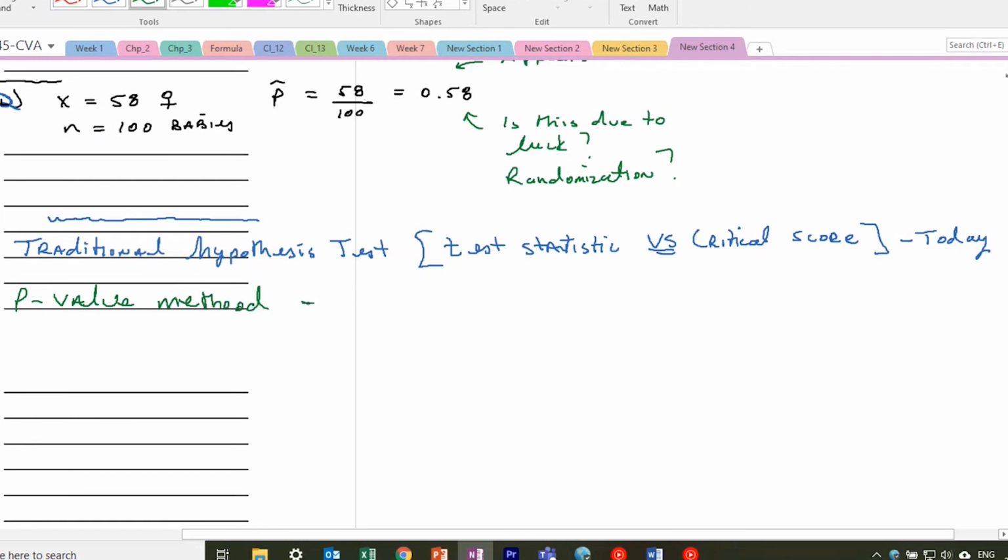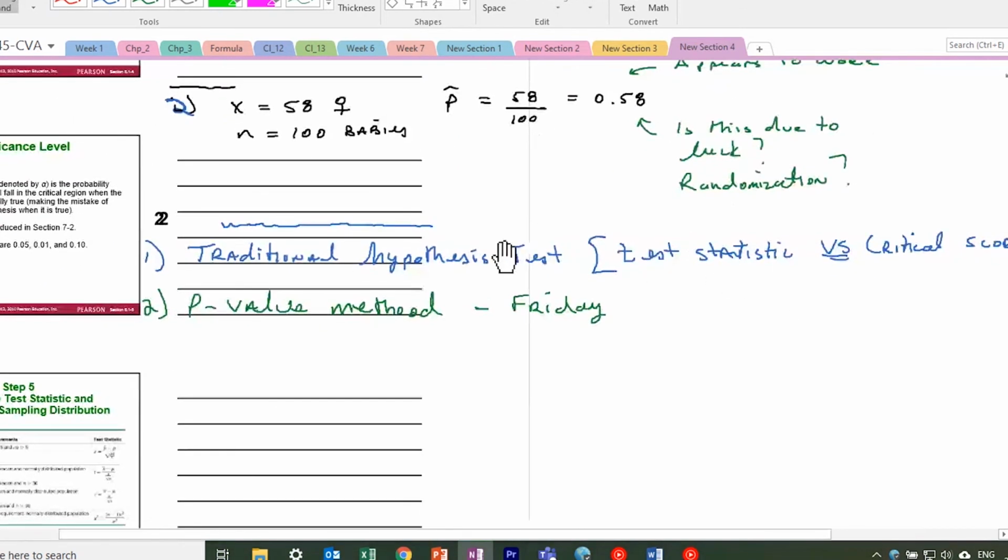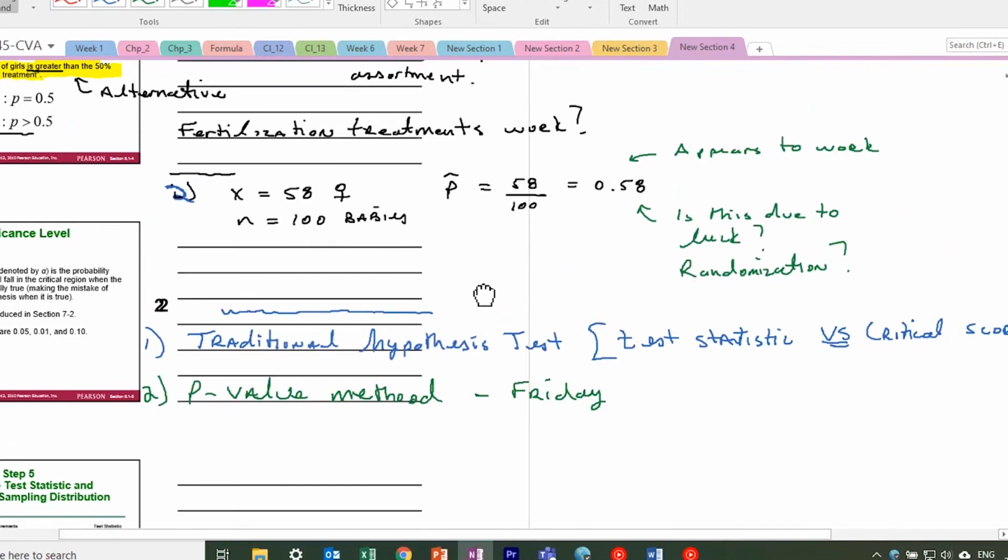We'll do this Friday. Just so you know, if you're going through the practice questions, you'll see them refer to something called a p-value. You'll be able to handle that on Friday, after Friday's class. But for now, you'll be able to do what's called critical versus test scores in a traditional hypothesis test.